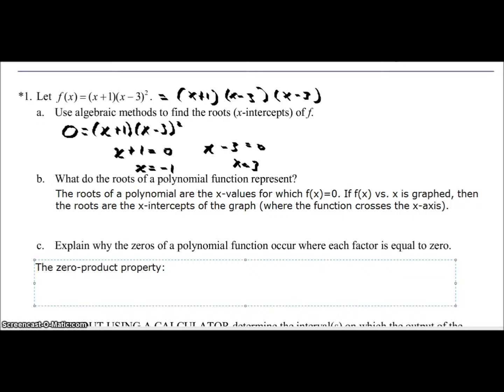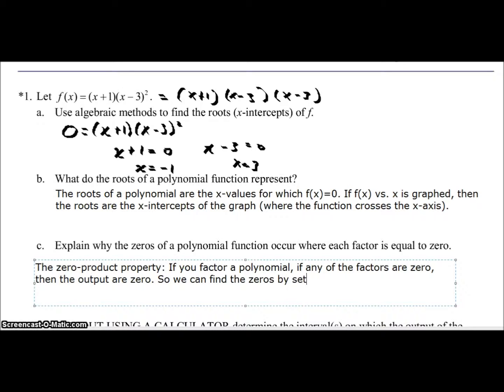But let's see, if you factor a polynomial, meaning you find all the numbers that multiply together to give you that polynomial in terms of x, then in order for the output to be 0, one of the factors must be 0. Really, it's more accurate to say if any of the factors are 0, then the outputs are 0. So we can find the zeros by setting each factor to 0.